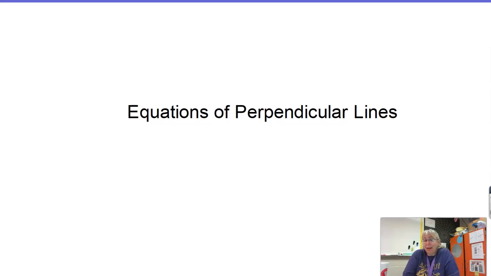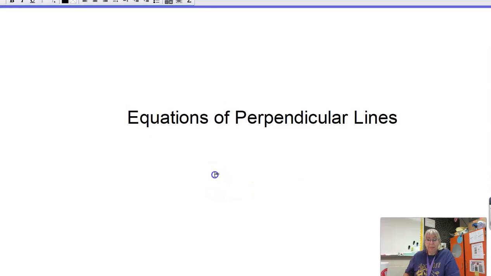This video is about the equations of perpendicular lines. Now, if you remember from the last video, the slope-intercept form of a line is y equals mx plus b, where m was the slope and b was the y-intercept. Now, we're going to use that when we're dealing with our perpendicular lines.